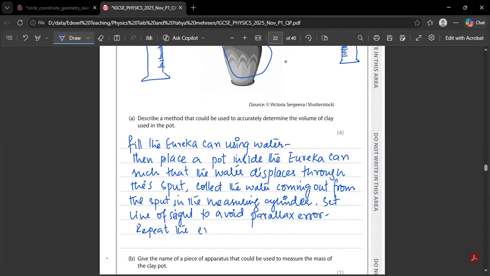Repeat the experiment to avoid anomalous reading.